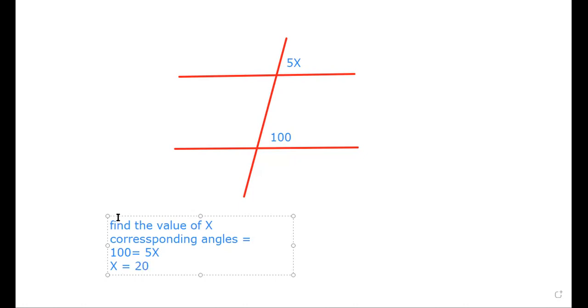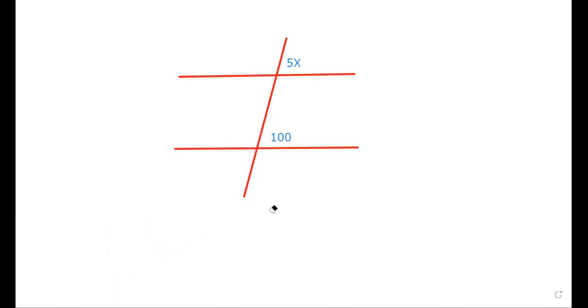So once we have two angles with parallel lines, you have to determine first the relation between the two angles, if they are corresponding, if they are alternate interior, if they are alternate exterior, and so on. And then you are going to solve the equation.